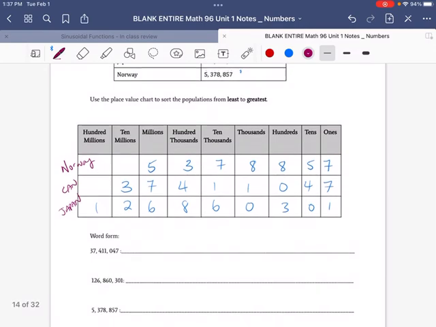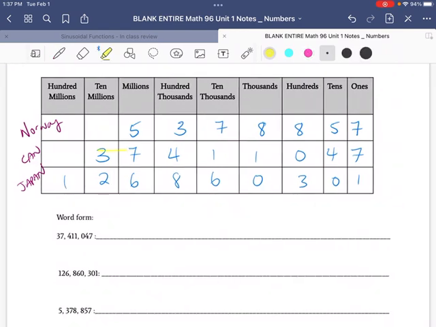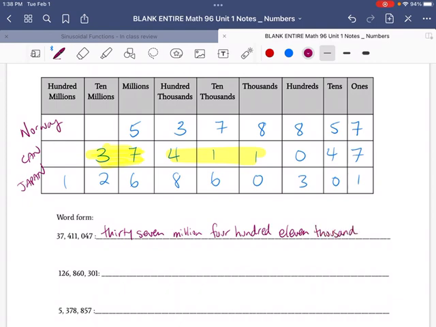All right, so let's look at Canada's population. How many millions do we have? We've got 37 million. So let's start with that. 37 million. And then let's do the 411. Here's the key part though. We have to say that it's 411,000. And then finally, and 47.